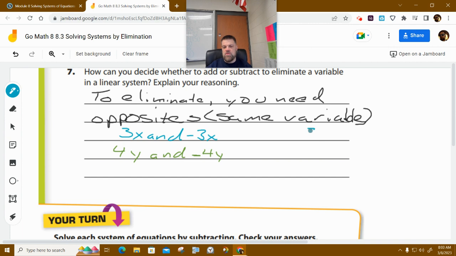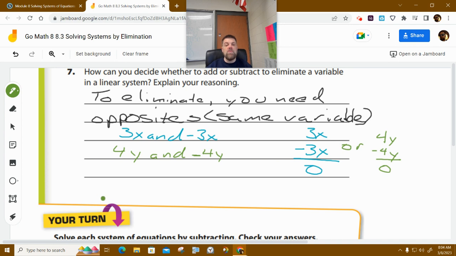So over here, just write 3x minus 3x equals 0, or 4y minus 4y equals 0. And so those variables are eliminated. X and y are eliminated. Now, this isn't always the case.